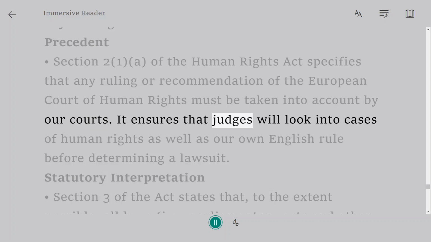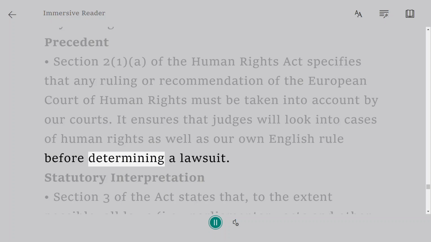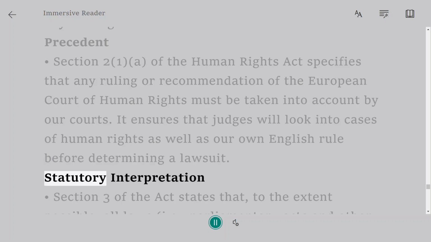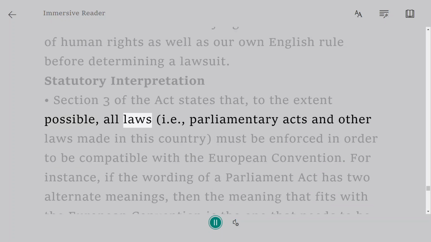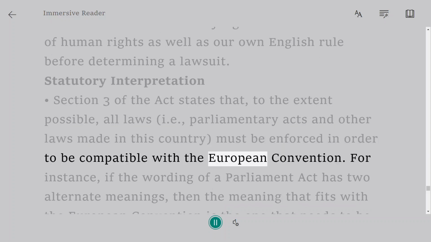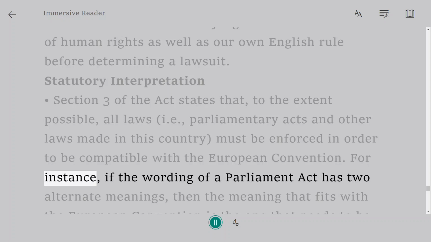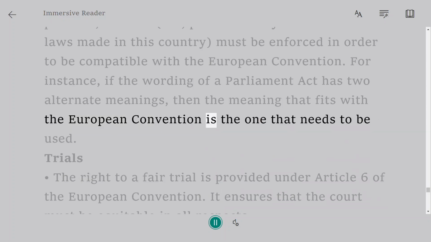It ensures that judges will look into cases of human rights as well as our own English rule before determining a lawsuit. Statutory interpretation. Section 3 of the Act states that, to the extent possible, all laws, i.e., parliamentary acts and other laws made in this country, must be enforced in order to be compatible with the European Convention. For instance, if the wording of a Parliament Act has two alternate meanings, then the meaning that fits with the European Convention is the one that needs to be used.